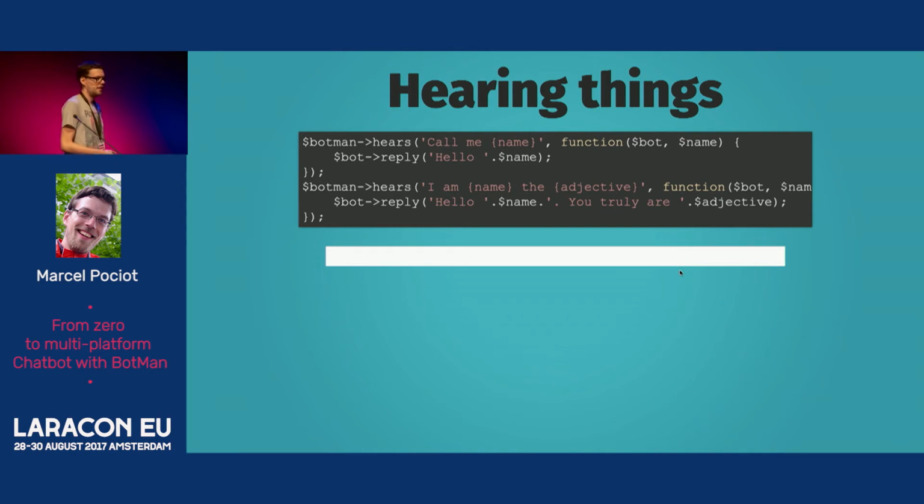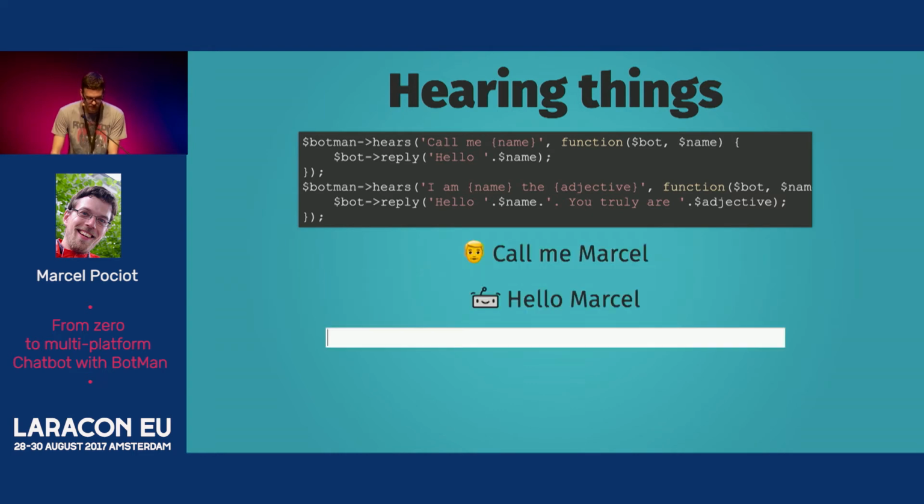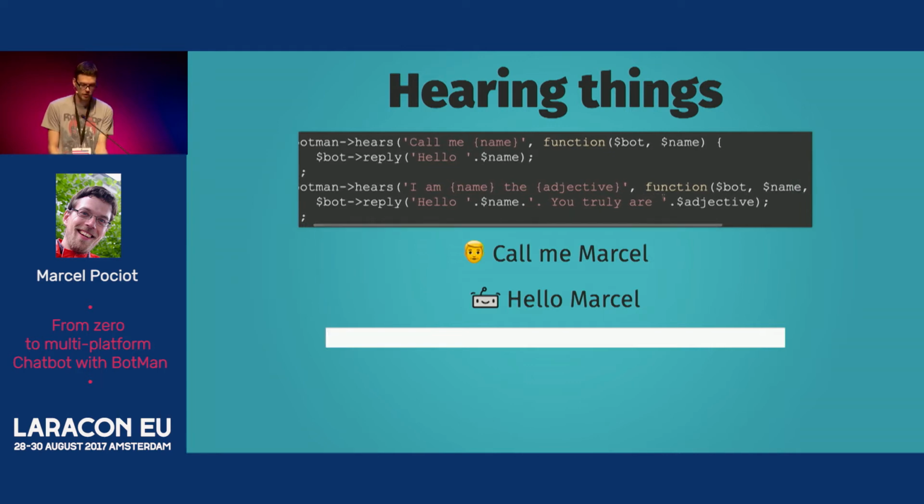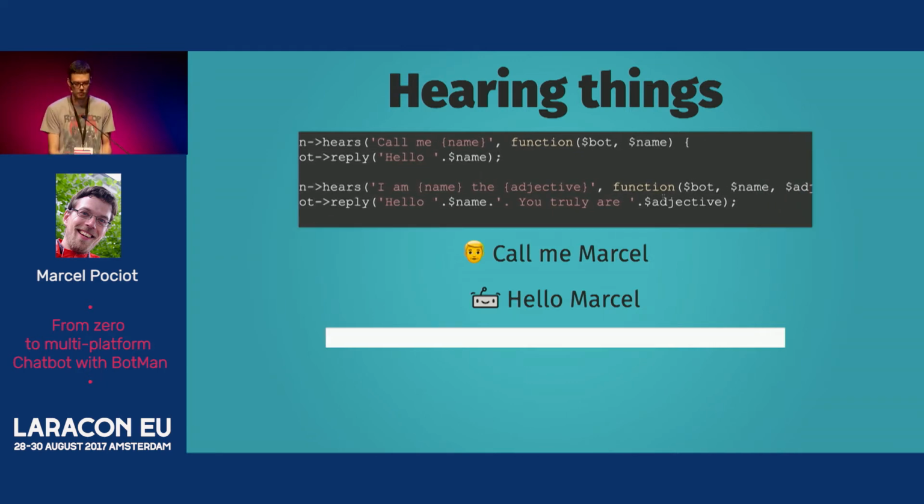Now, static keywords are fine, but in the end, we want to capture some user information, so we need to be able to pass placeholders or wildcards in there. And this works pretty much the same way as Laravel routing works. So you can put the placeholders in curly braces, and everything that's in the curly braces will be appended to the callback function. So if I type call me Marcel, it's going to use this placeholder, pass it to the callback function, and then I can use its value to interact with it. And it's also not limited to just one wildcard. You can place multiple in there, and they will get added to the callback function in the order in which you place them in the string.